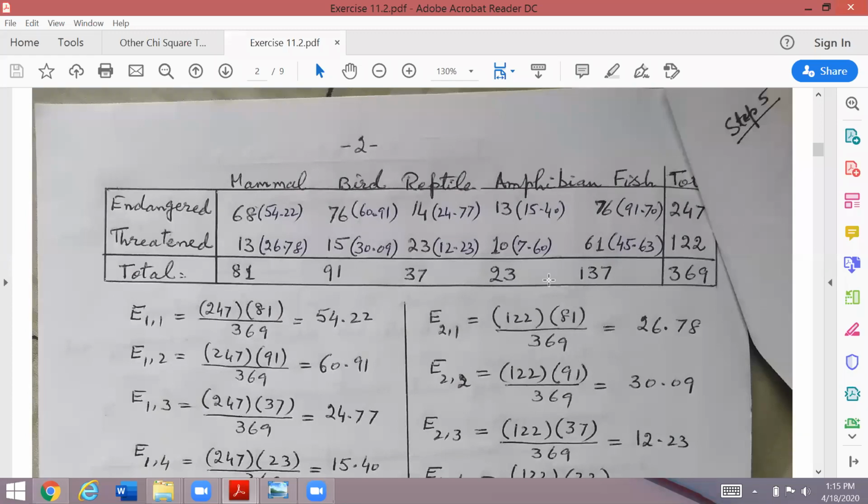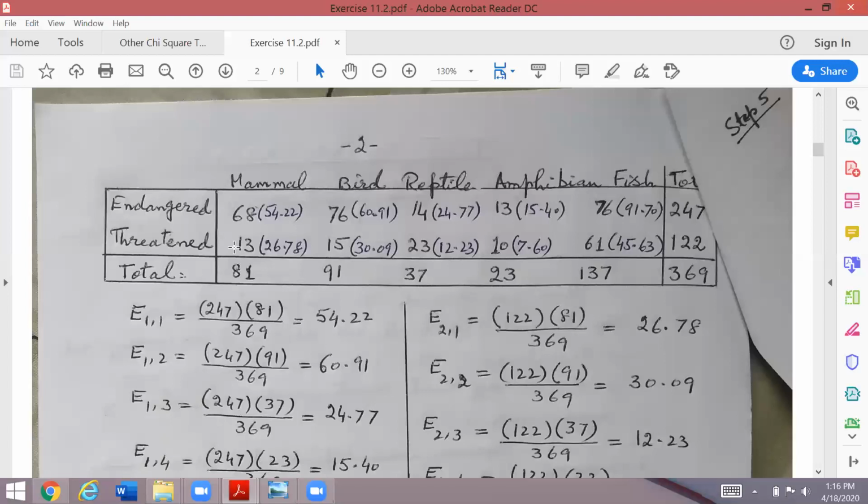This is what I'm discussing, the table. This data has been given to you. For the time being, you forget about all the bracket values because we are going to calculate these bracket values. These are the actually expected values. Now the observed values have already been given to you in the table.